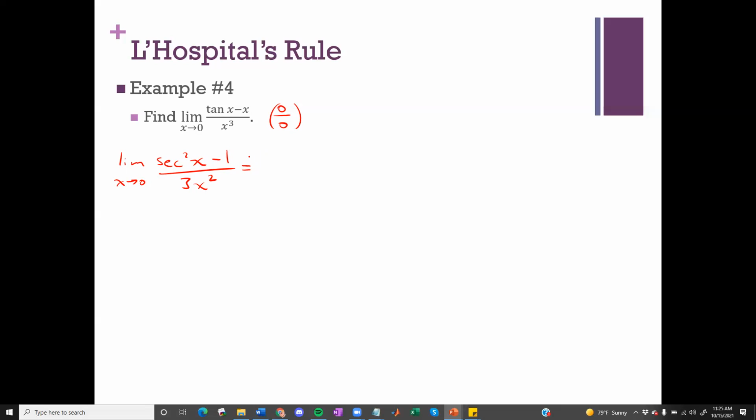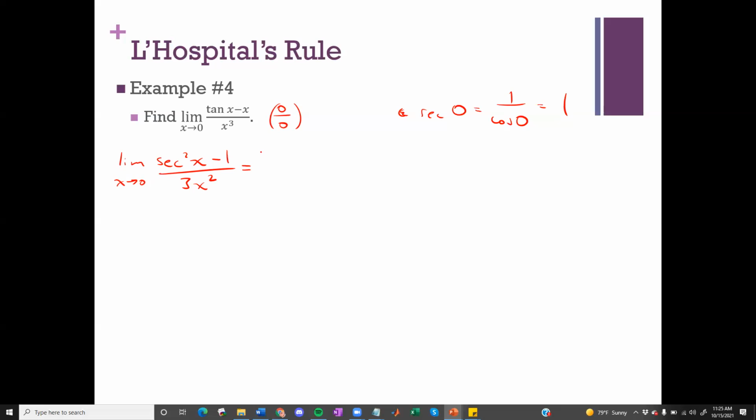Can I look at this? Can I get this limit now? Is this an indeterminate form? I don't know. Let's think about it. What is the secant of 0? That's equal to 1 over the cosine of 0, right? 1. So I think we do have an indeterminate form again. So yes, we could use L'Hopital's rule again. I don't think that's the only way to go after this.